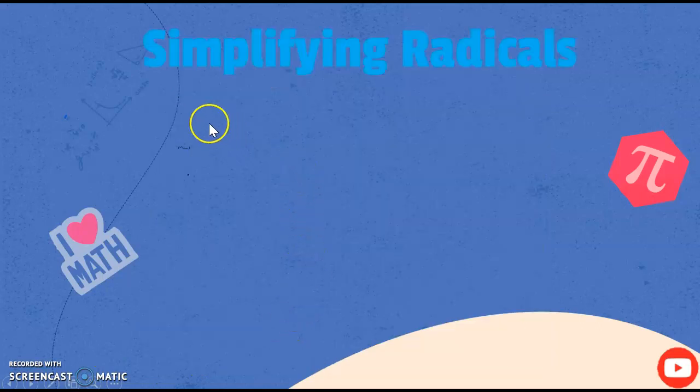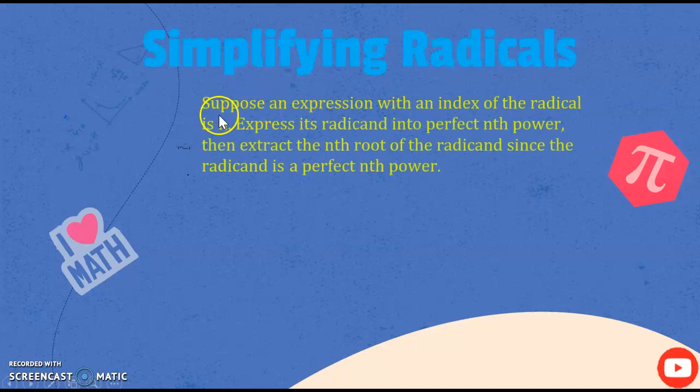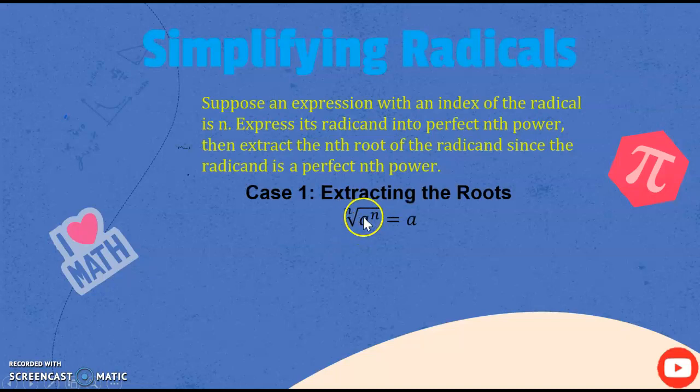Okay, so when we simplify radicals, let's have first this one. Suppose an expression with an index of the radical is n. Express its radicand into a perfect nth power, and extract the nth root of the radicand since the radicand is a perfect nth power. So what does it mean? Okay, if you put it into symbols, you can have it this way.